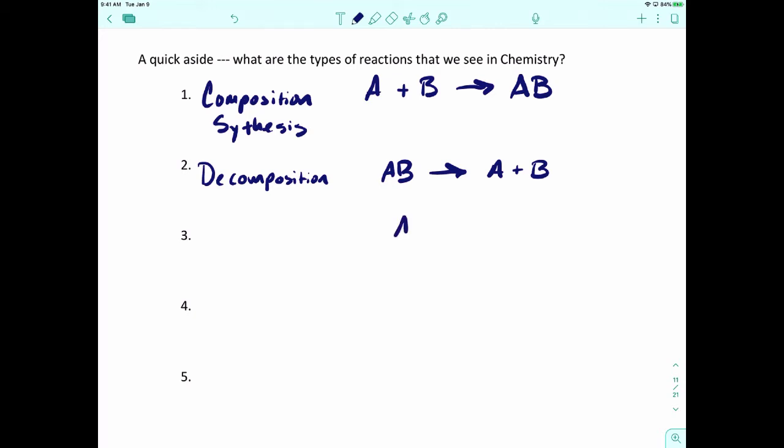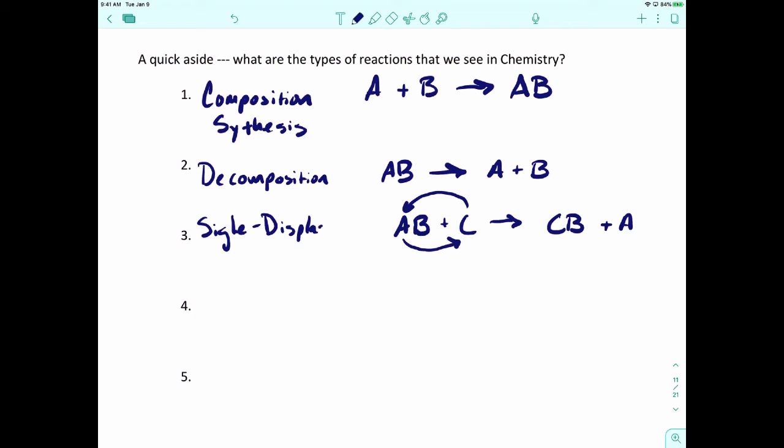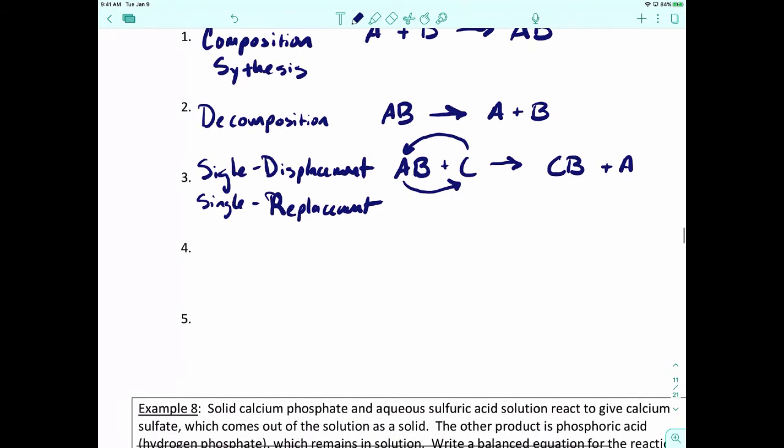What if you have a compound AB, and then you're going to add in another element, and I'm going to call this one C. So what happens is that C ends up replacing A. So we get compound CB, and an element A is replaced. This is called a single displacement reaction. So sometimes it's called single displacement. Some books also call it single replacement. Whichever way you want to call it.